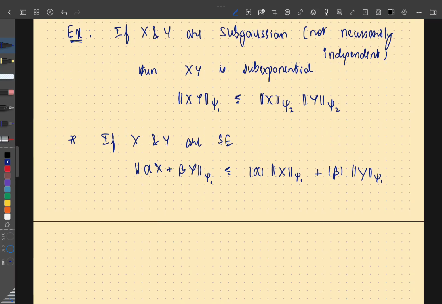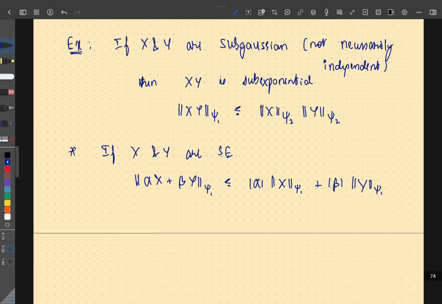So it's psi 1, psi 2, which one? x, y are sub-Gaussian and then xy is sub-exponential. I didn't get the question. So if x and y are arbitrary sub-Gaussian random variables, then the product of these two random variables, x times y, is a sub-exponential random variable. And the sub-exponential norm of x times y is upper bounded by the sub-Gaussian norm of x times the sub-Gaussian norm of y.